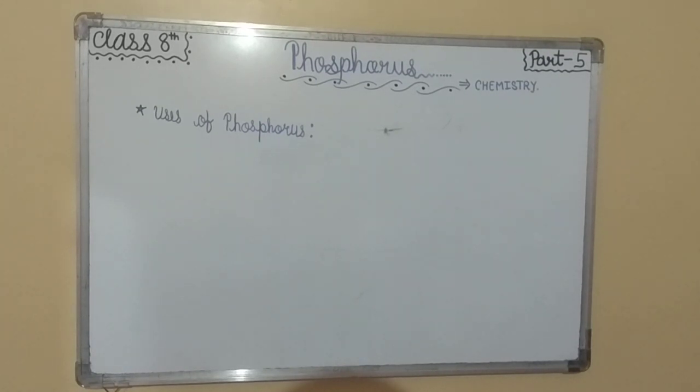Second is phosphorus plus tin. This is used in alloys. These metals are in alloy. And third one is manufacture of hypophosphites, phosphorus chloride and phosphoric acid in the chemical industry.